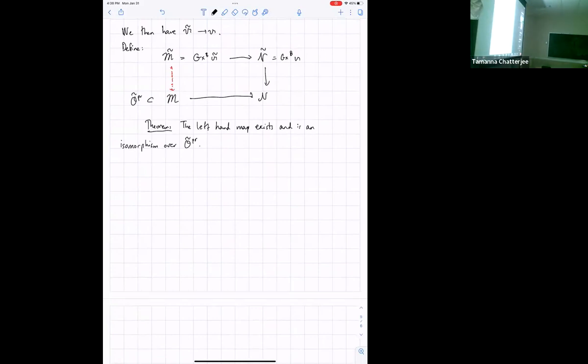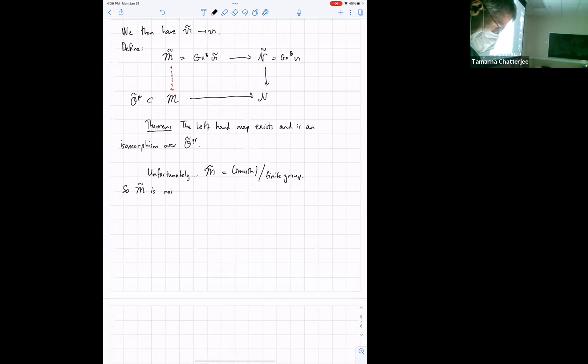Well, that's actually my next comment here. Unfortunately, M tilde looks like something smooth modulo a finite group. So it's close to a resolution of singularities, and for certain purposes, it's as good as a resolution of singularities, but it's not actually quite a resolution of singularities. Now, this can be remedied in two ways. So M tilde is not smooth. This can be fixed.